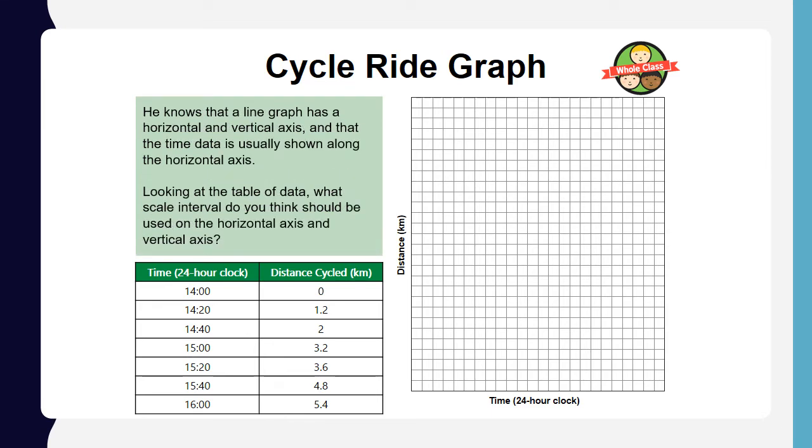He knows that a line graph has a horizontal and vertical axis, and that the time data is usually shown along the horizontal axis. So have a look at the graph. Where it says time, that's our horizontal axis, and it's also called the x-axis. The y-axis has been labelled distance in kilometres. That's our vertical axis. We refer to it as the y-axis. So we've got an x-axis and a y-axis.